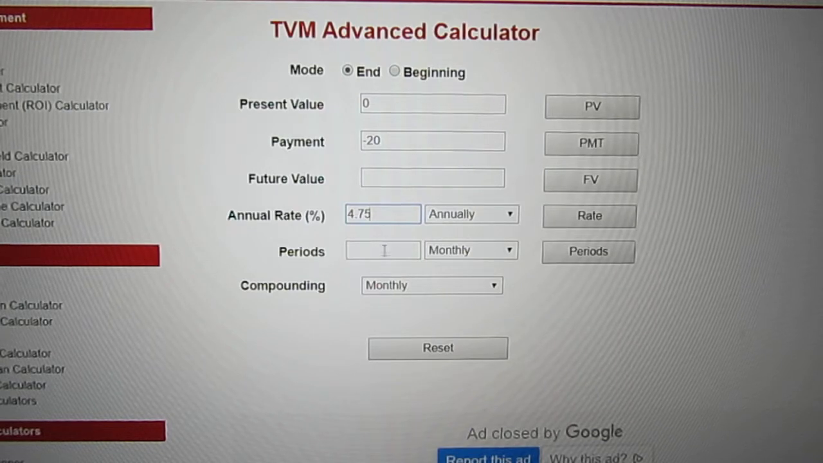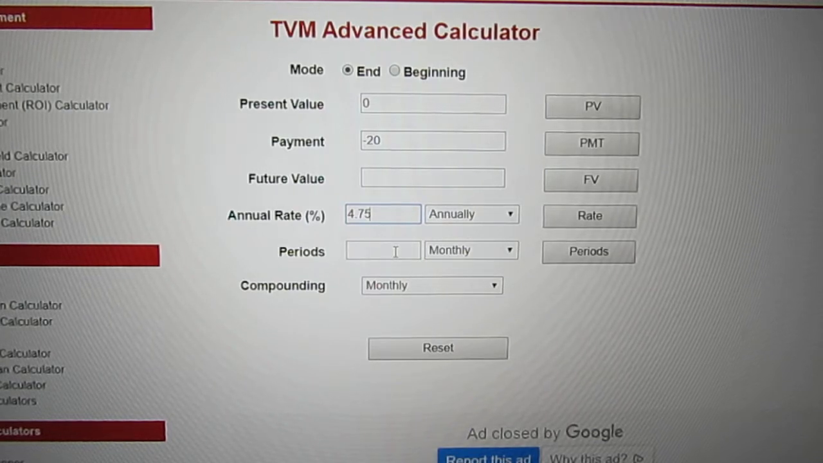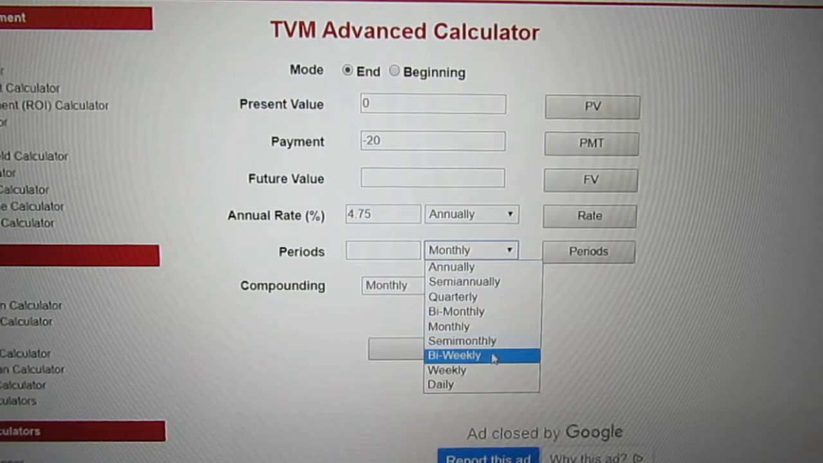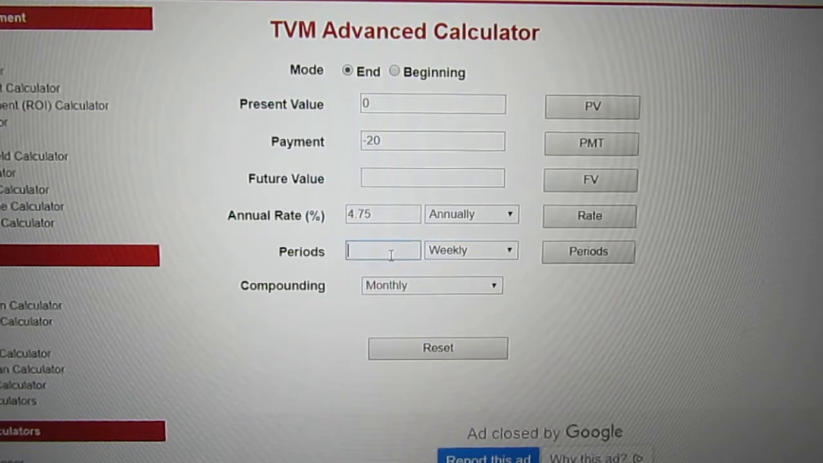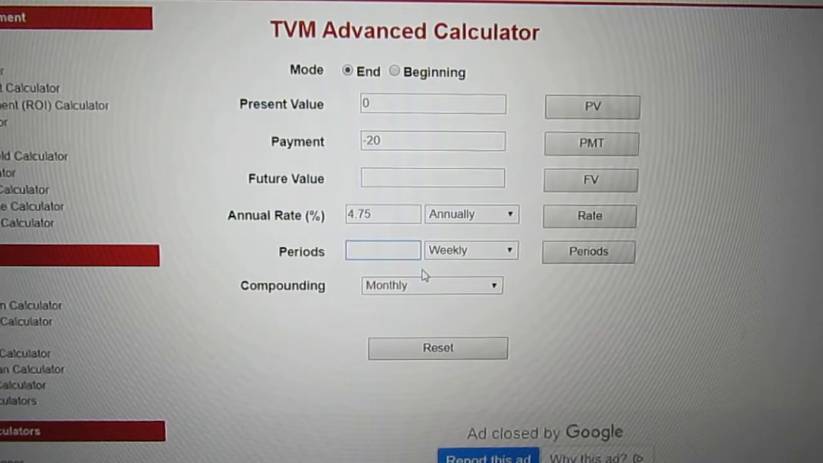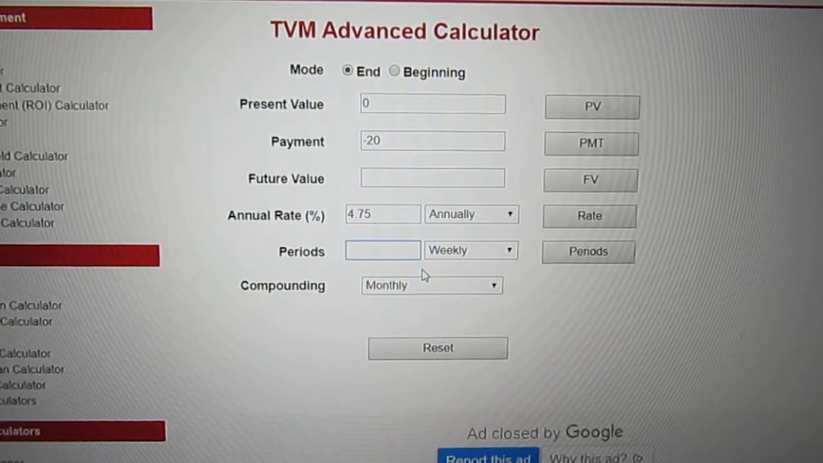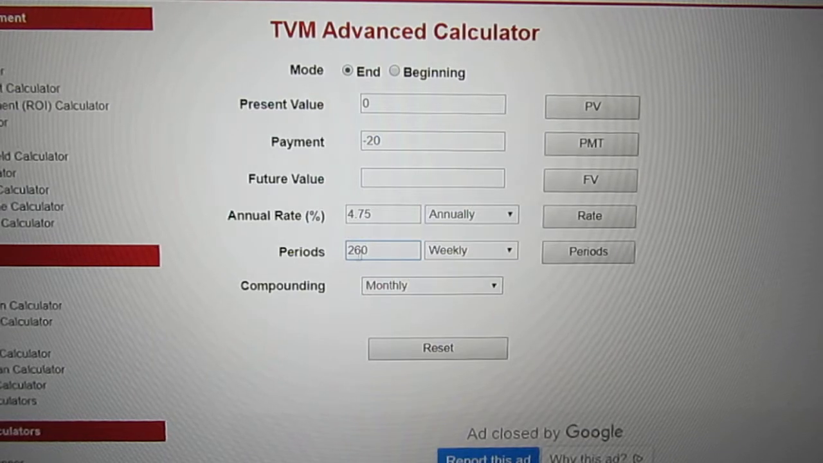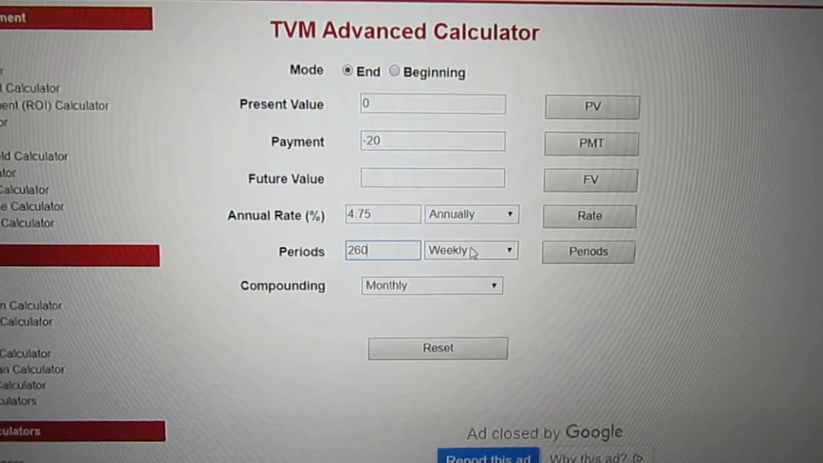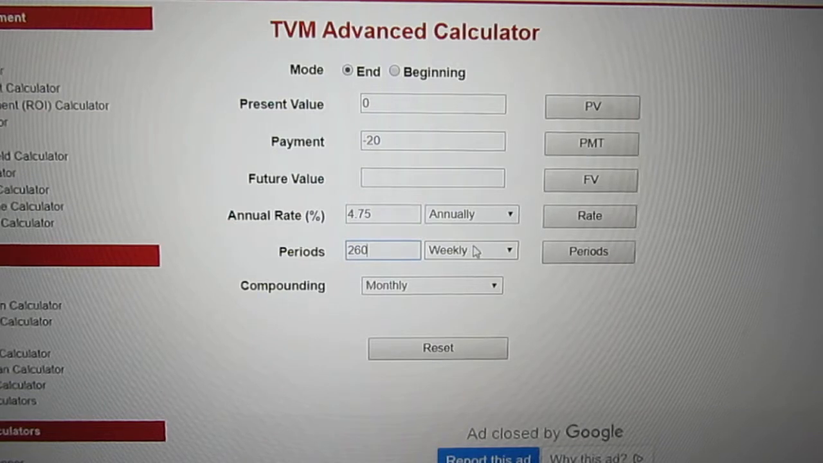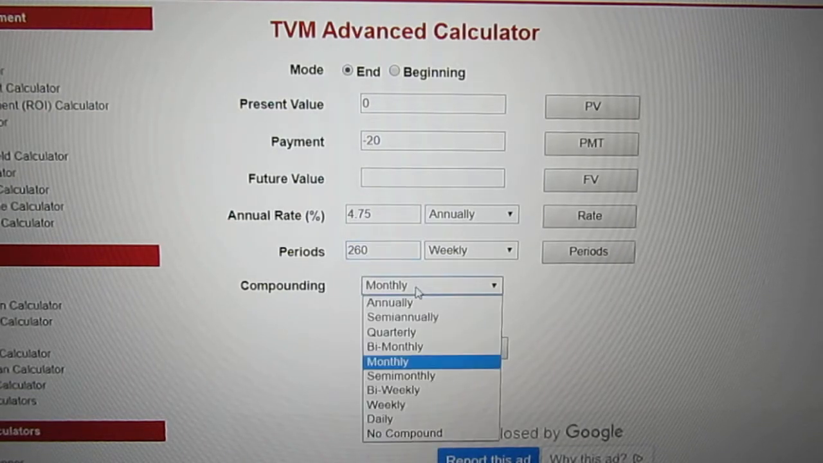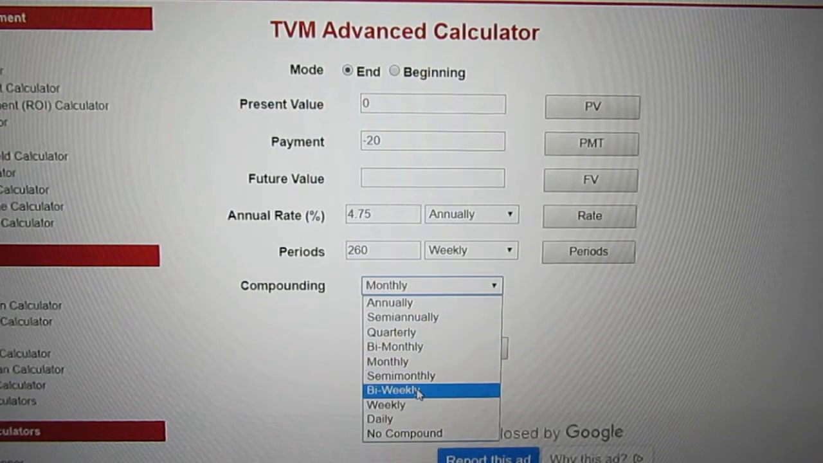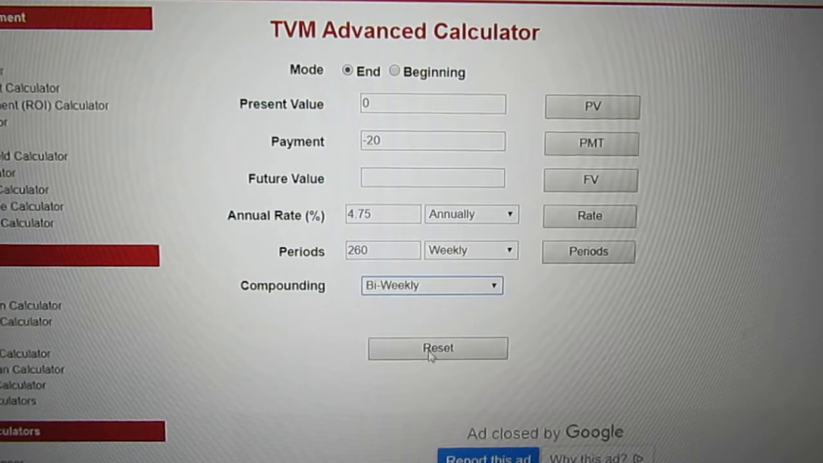But you got to be careful for periods. How often am I making payments? Weekly. So let's change this to weekly. And how many periods are there? It says once a week for 5 years. So on my calculator, I'm going 52, because that's 52 weeks in a year, times 5 years. And I get 260. So that's 260 total periods, and they happen weekly. Look for the word compounded. How often is the interest charged? Bi-weekly. So change compounding to bi-weekly. And we've got everything set up.